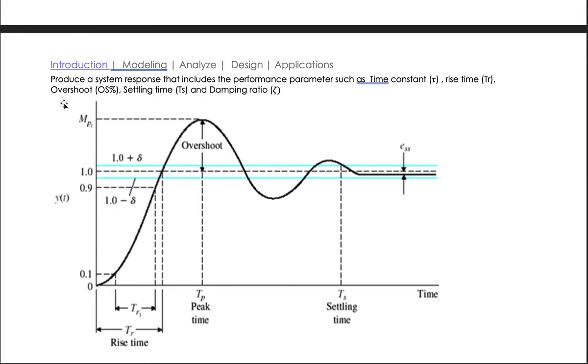So we are interested to see what the output response of the systems that we designed is. From that response, we could determine the performance parameters such as time constant and rise time. The rise time is how fast the response reaches its final state. We also look at what sort of overshoot the system will generate, settling time, damping ratio, and so on.